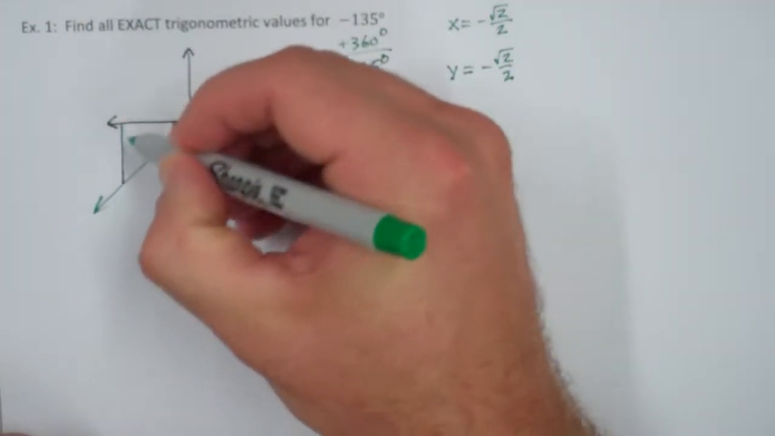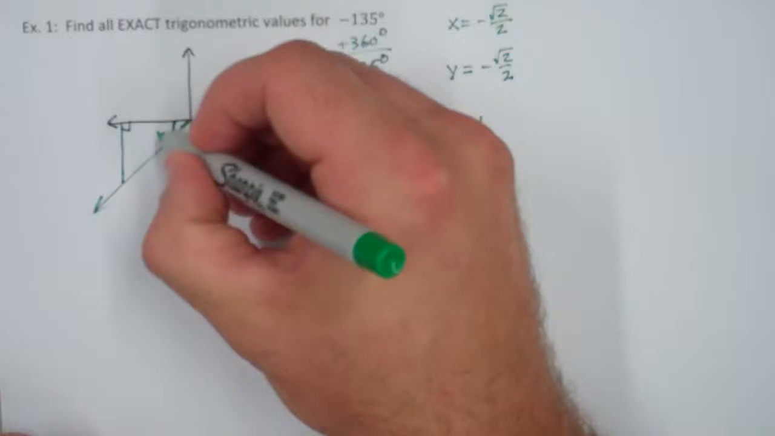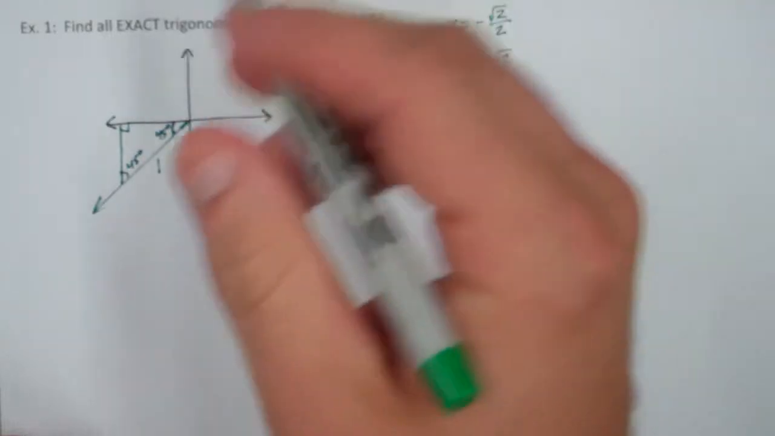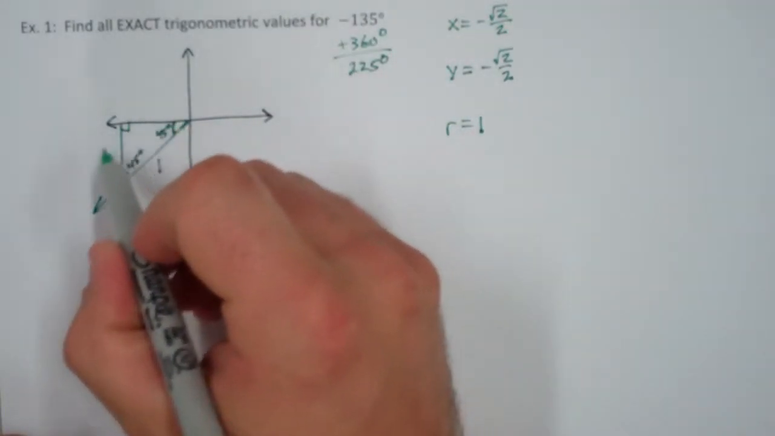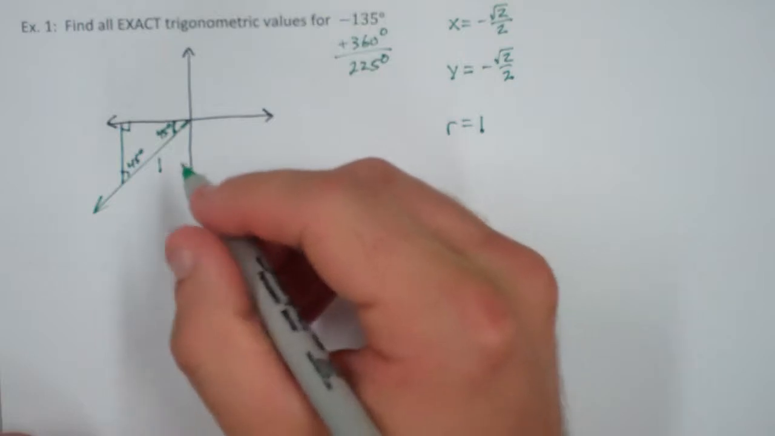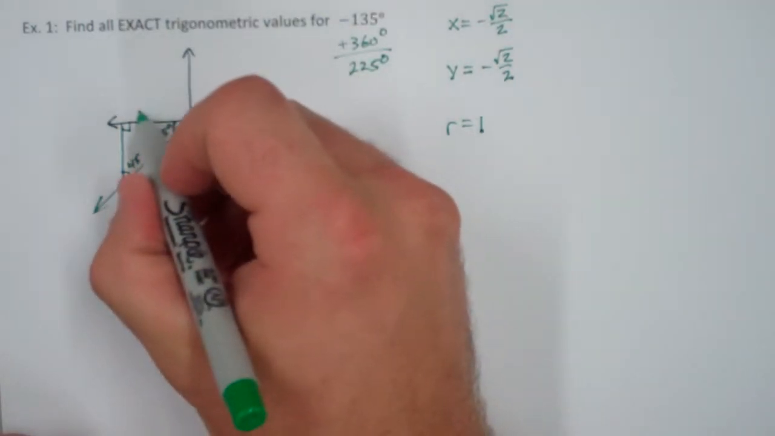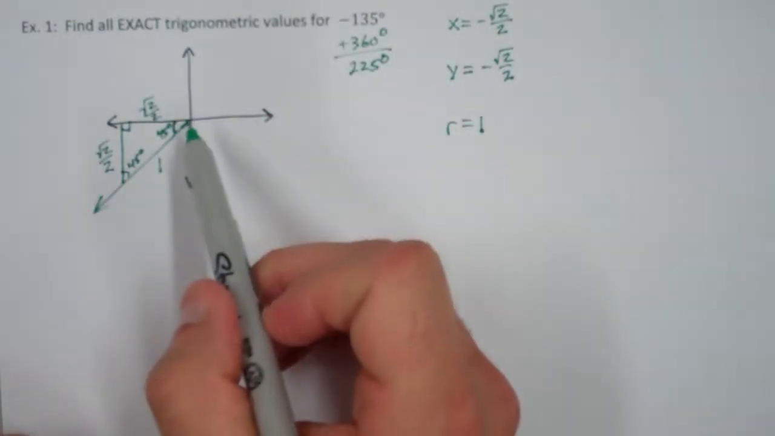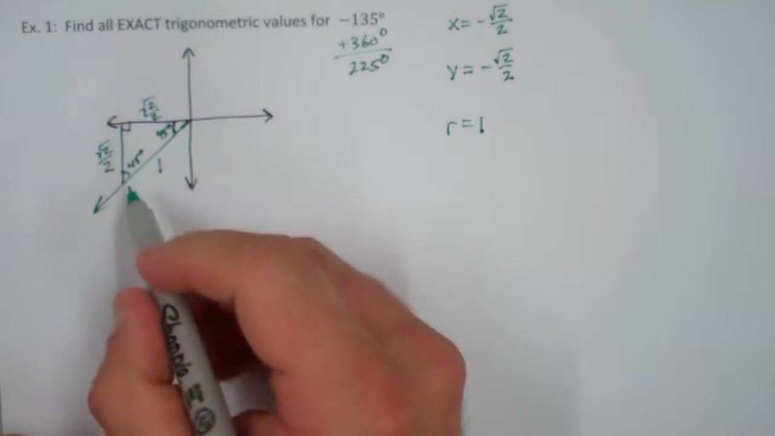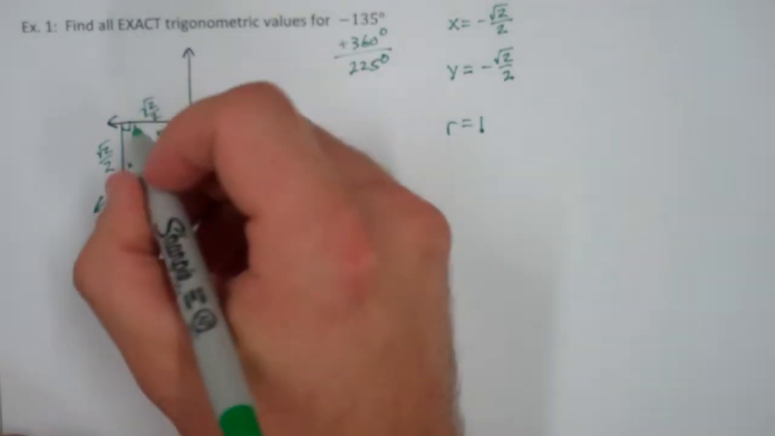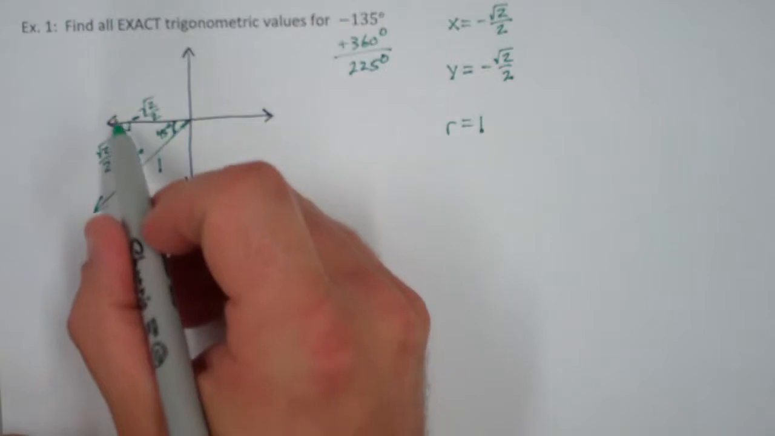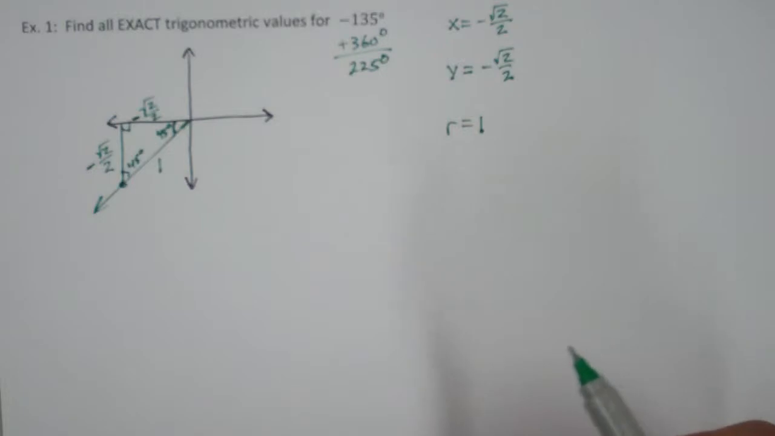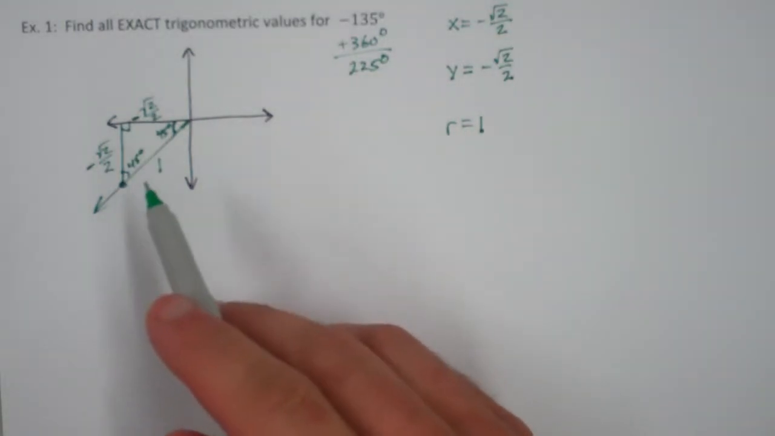If you prefer, you can draw a little reference triangle right here, and we know the hypotenuse is 1. In this triangle, not worrying about negative signs right now, if the hypotenuse is 1, each leg is going to be root 2 over 2. Then all we need to do is think about which direction we go to get to this point. We're going left in the x direction, so that will be negative, and then down in the y direction, so that will also be negative. So there are lots of different approaches you can take. If you'd like to use that reference triangle method, go ahead.